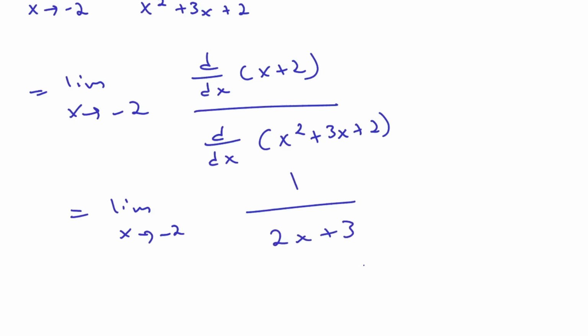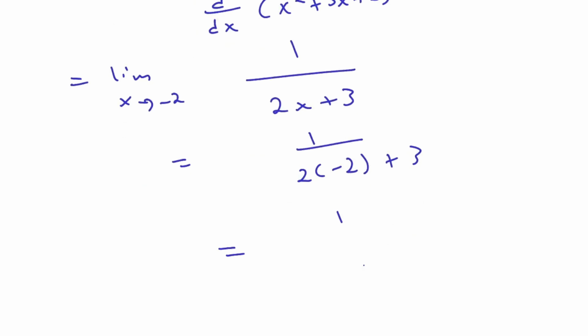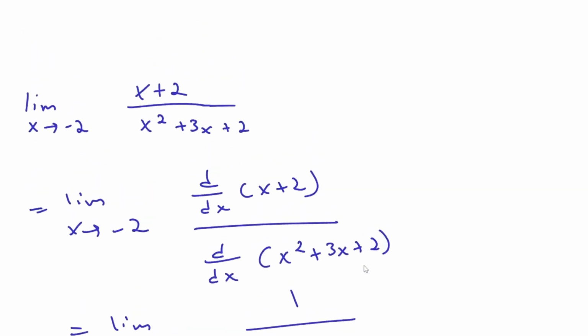Now what we're basically going to do is just plug in our -2 here. So it'll be 1 over 2 times -2 plus 3. So we're going to get an answer of what? 1 over -1, and that's going to be -1. So our answer here is going to be -1. And look how quickly we solved that with L'Hôpital's rule.